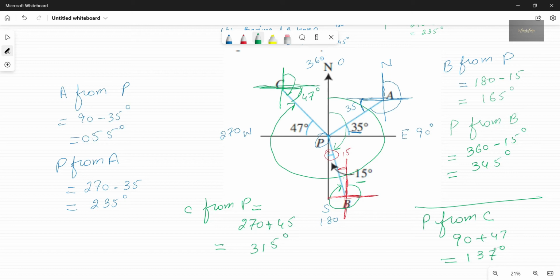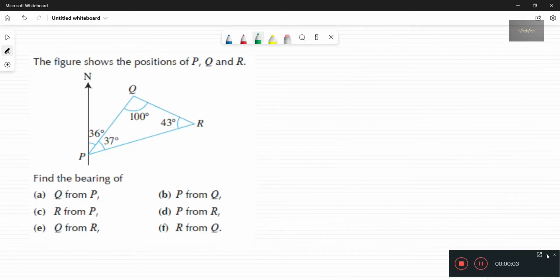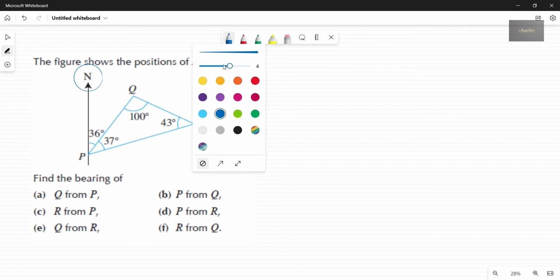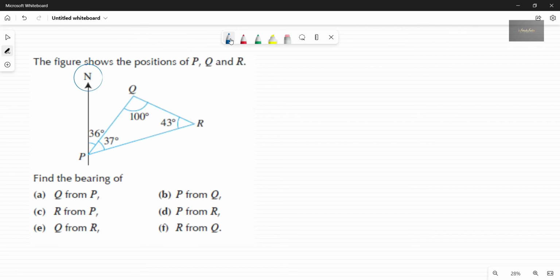So that was a complete question. I think in your exam, if this kind of question comes, then it would be 1 mark for each part, right? So here we have a new question. Now this is a triangle given and it is regarding the bearing. As I can see this line of north, so I must understand that it is about the bearing.